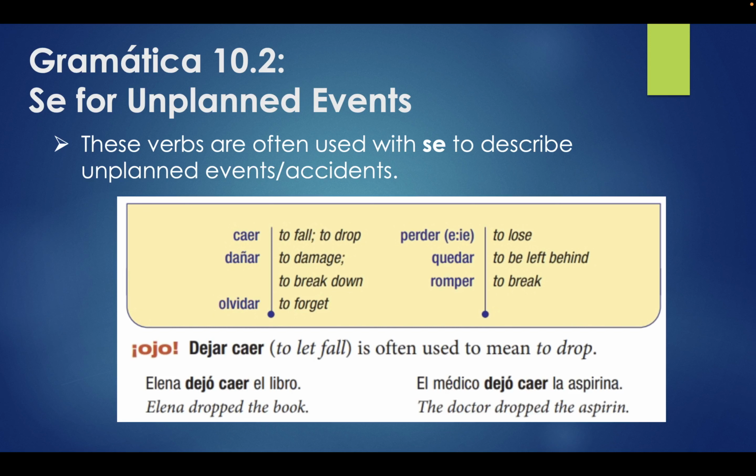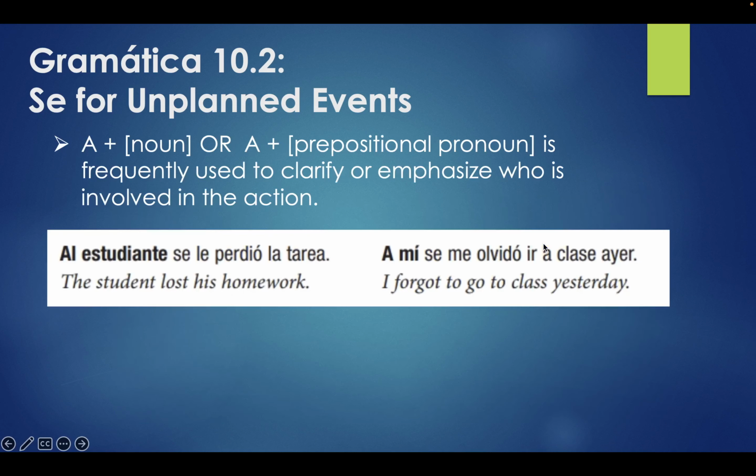Also, in addition to just caer for to drop, some people use the term dejar caer, which is literally to allow to fall or to let fall, as its meaning for to drop. So for example, Elena dejó caer el libro. She allowed to drop the book. She dropped the book. Or el médico dejó caer la aspirina. The doctor allowed to drop the aspirin. He dropped the aspirin. These are the common verbs you're going to see.